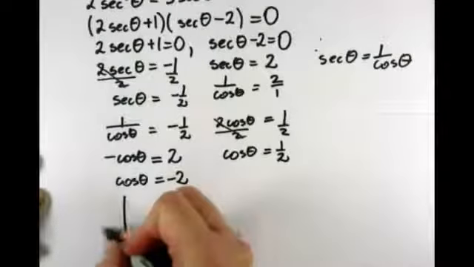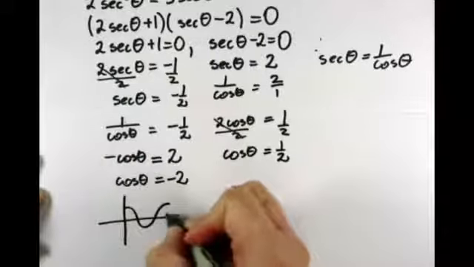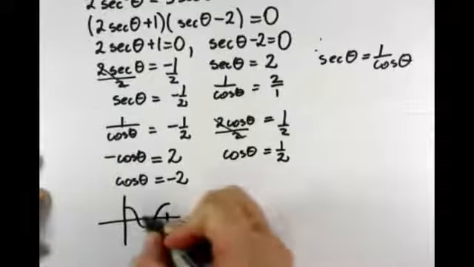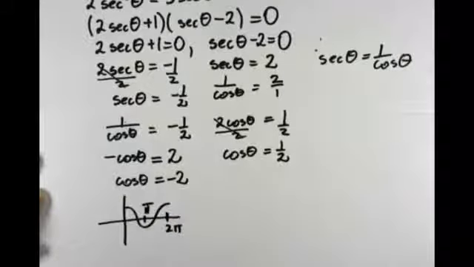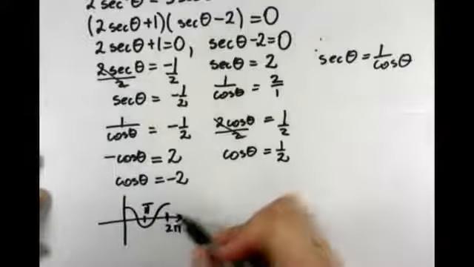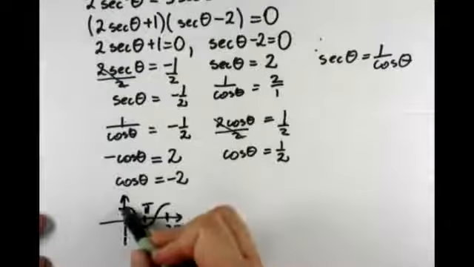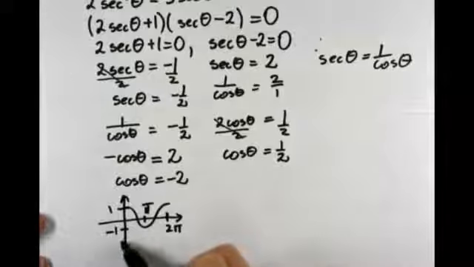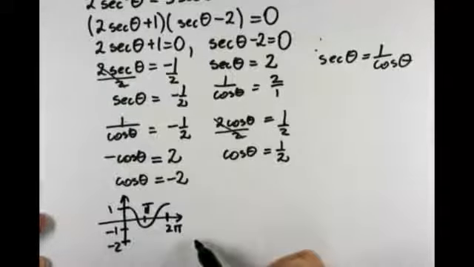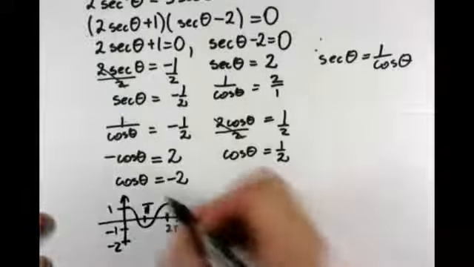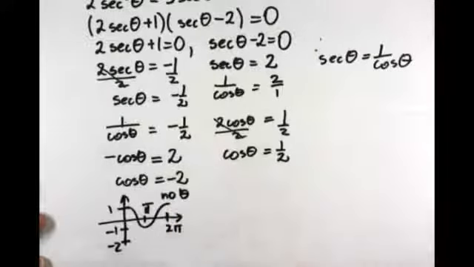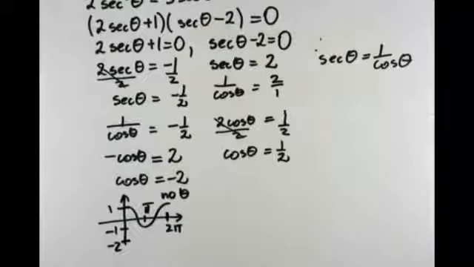I draw my graph of cos. Here's my 2 pi. Here's my pi. Cos has a wave shape. So cos is maximum 1 and minimum minus 1. At minus 2, there is no cos graph at all. So for this case, there is no theta, because at minus 2, there is no cos graph. And for this one, we do need to use our reference angle, reference table.